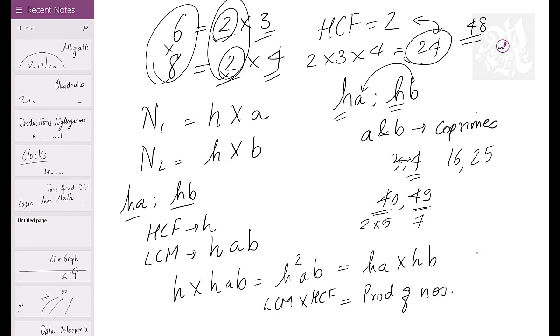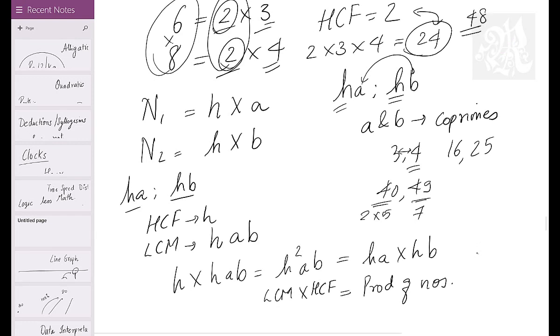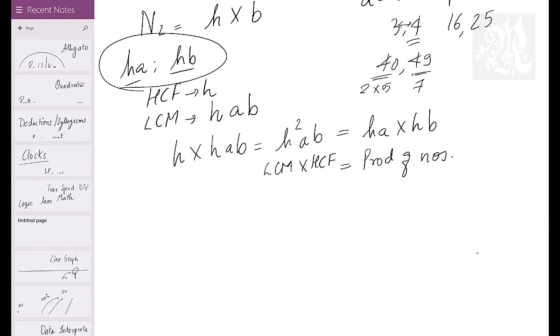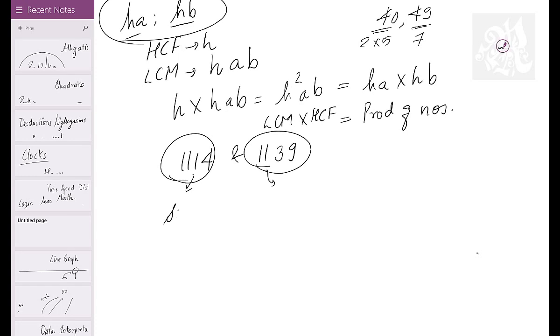Okay, and another important concept. Let me redefine this. The numbers henceforth will always be HA and HB. Look at the advantage that this method has. One of the biggest advantages: let's say I ask you to find out the HCF of 1114 and 1139. You have to factorize them first and then do a lot of work. First finding a factor itself is a pain. You don't know what factors these numbers will have. So when you have these two kinds of numbers, to find the HCF, all you have to do is subtract.